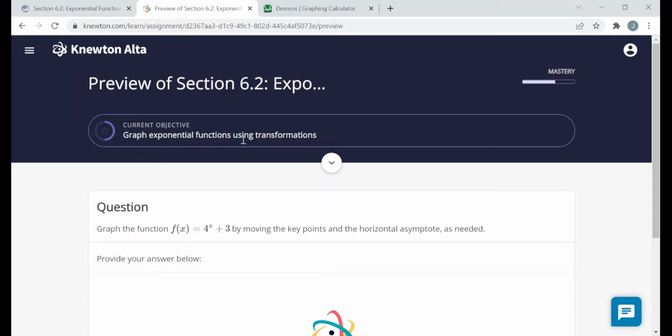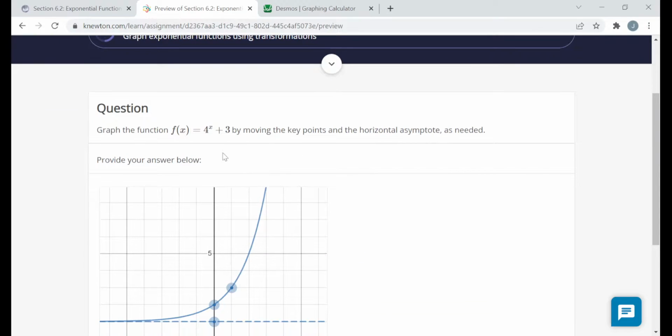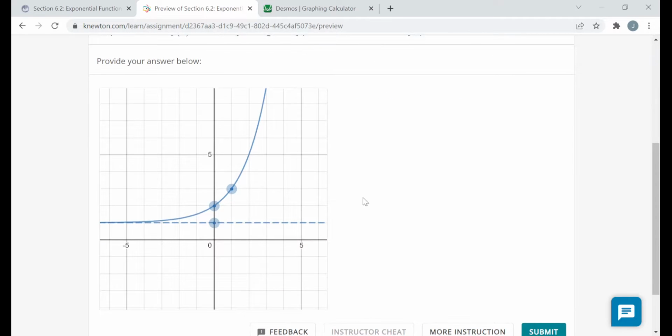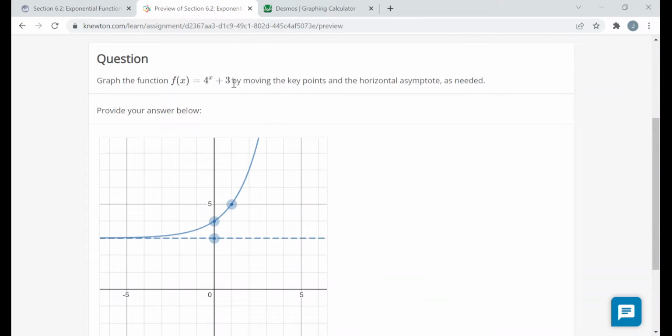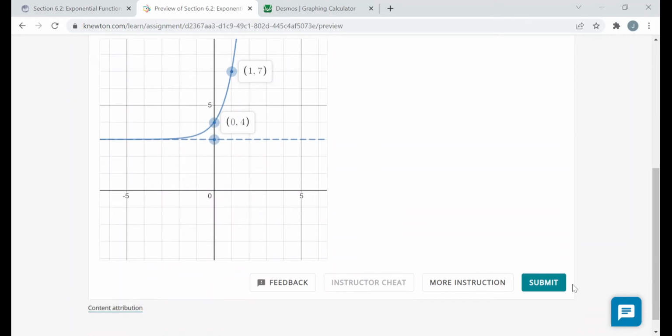Alright, then graph exponential functions using transformations. This is just 4 to the x, plus 3. The plus 3 just moves the asymptote and all the points up 3 units. So instead of the x-axis being the asymptote, it's going to be at y equals 3. So like here. And then, you'd have 0, 4, which this is already there. And you'd have 1, 7. Right, 1, 7. So let's move that up to 1, 7. Make sure that's 1, 7, 0, 4. The asymptote's at y equals 3. And yeah, that would be the only transformation that occurred.